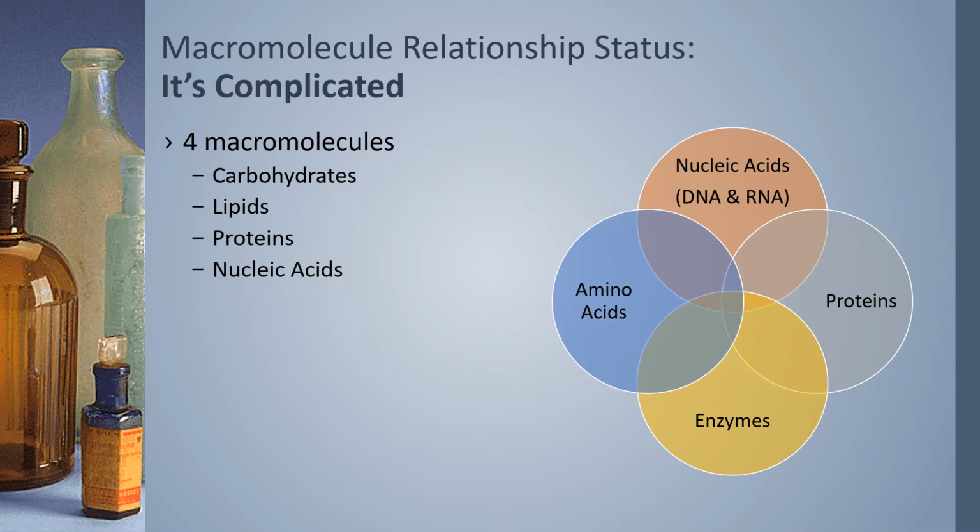By now, you are familiar with the four types of macromolecules. There are carbohydrates, lipids, proteins, and nucleic acids. Although carbohydrates and lipids stand alone, well, kinda, because technically fatty acid chains are really just carbohydrates with alcohol attached, proteins and nucleic acids are very closely related. So let's explore that a little bit more.